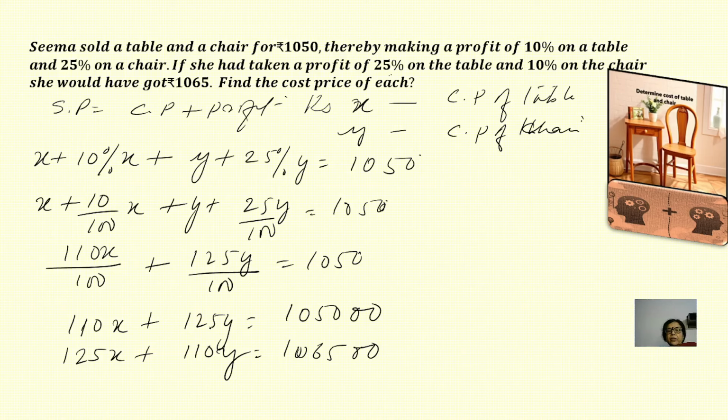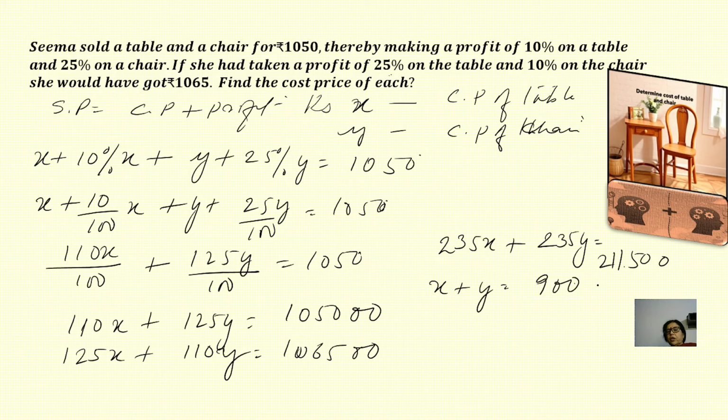So if I add these two equations once, I'll get here 235X plus 235Y is equal to 211500 on the right hand side. So I can easily take out 235 common. So X plus Y is equal to, now 2115 is divisible by 235 9 times. So we get here 900. So we get a very simple equation now.